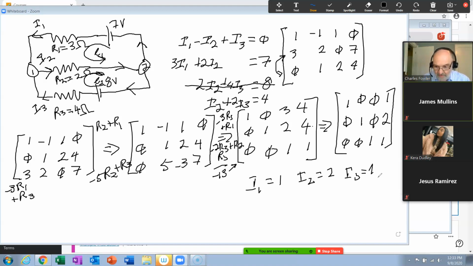Let's see. Oh, and by the way, current is measured in amps. So to be correct physically, if I can find my pen, there it is. That would be 1 amp, 2 amps, and 1 amp. Now, if you ever come up with a negative amperage, that means you had your arrow in the wrong direction up here, but ours worked. Let's just see. 1 coming in from above plus 1 coming in from below is 2. 2's going out. That makes sense.